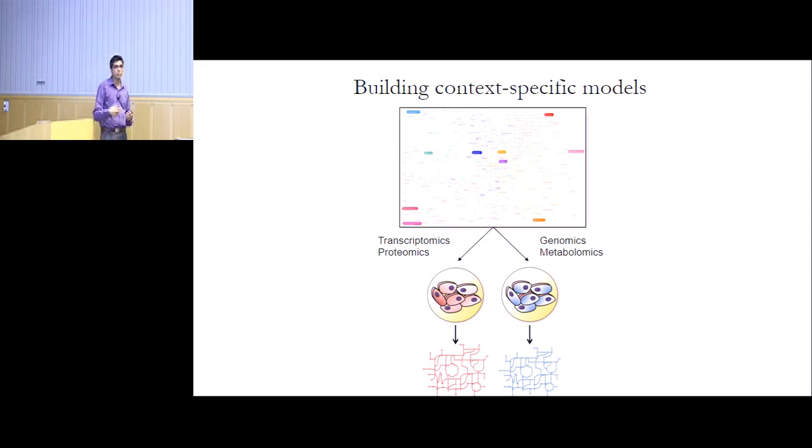For example, if you think of a human muscle cell, even though the model has 7,000 reactions, only a few hundred are going to be active in a muscle cell, and maybe a few thousand are active in a liver cell, but we don't know that just by looking at these models.